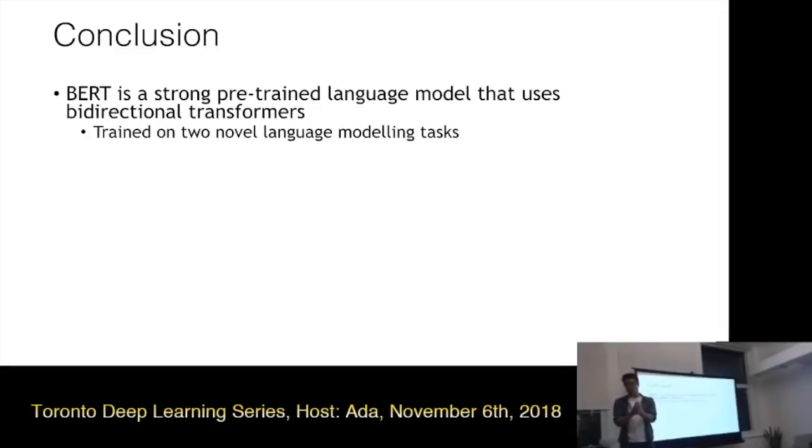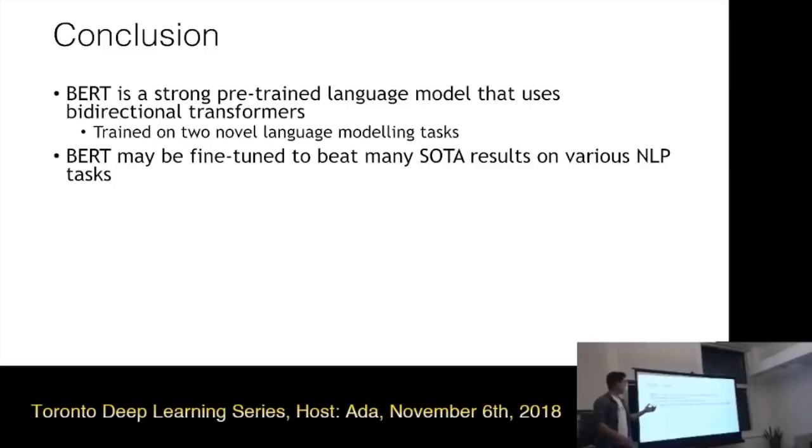Just to end off, a couple of concluding remarks that I got from this paper. BERT is a very strong pre-trained model that uses bidirectional transformers, which are essentially the transformer encoders of the original transformer paper. And the important part was that it was trained on two novel language modeling tasks, the masked language modeling and the next sentence prediction. And those were crucial to BERT's success. The other thing is that the whole point of BERT is that it can be fine-tuned to beat many state-of-the-art results on various NLP tasks.